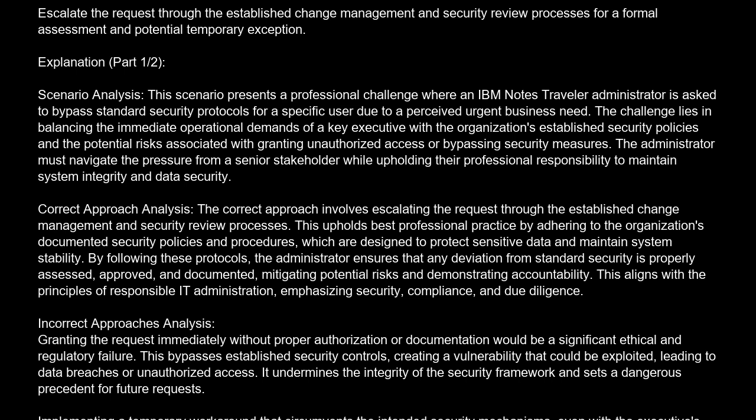Incorrect approaches analysis. Granting the request immediately without proper authorization or documentation would be a significant ethical and regulatory failure. This bypasses established security controls, creating a vulnerability that could be exploited, leading to data breaches or unauthorized access. It undermines the integrity of the security framework and sets a dangerous precedent for future requests.